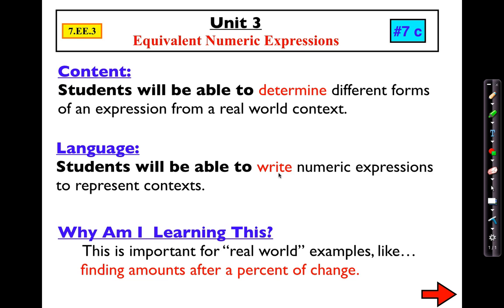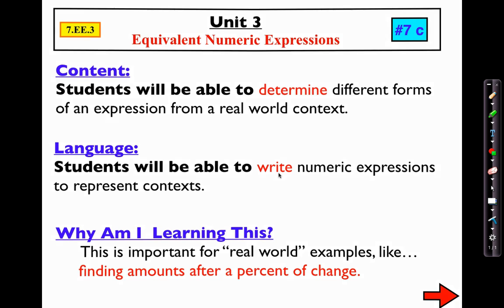And why am I learning this? Well, it's important for real-world situations such as finding amounts after a percent of change.